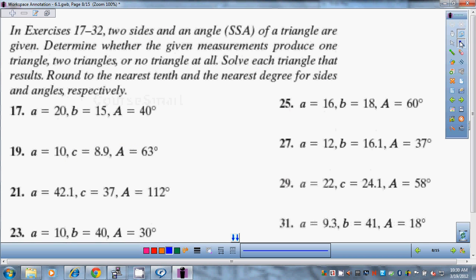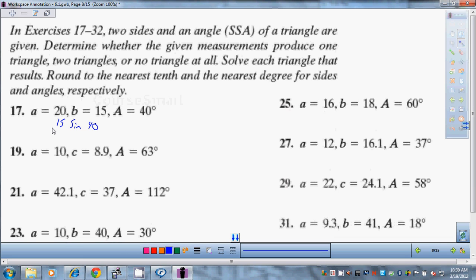Okay, so number 17. What's my angle? 40 degrees. What is the side not opposite 40 degrees? 15. That's right. So we're going to multiply 15 times sine 40. Somebody do that for me. 15 times sine 40. What is it?